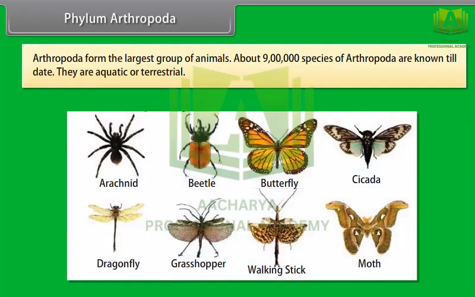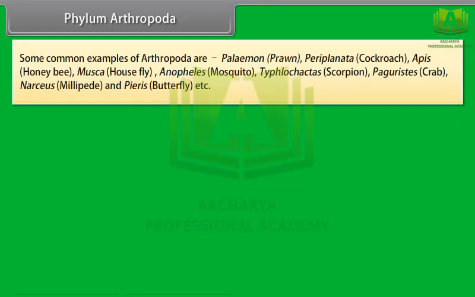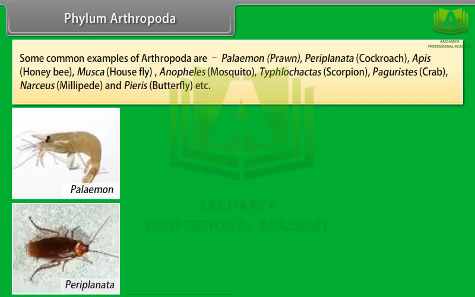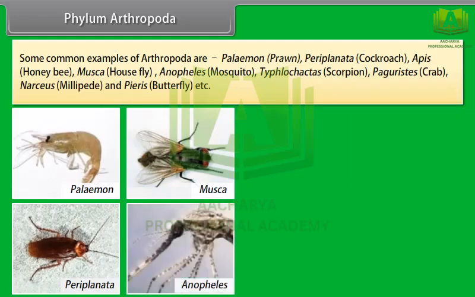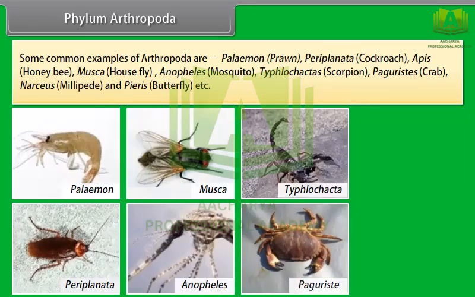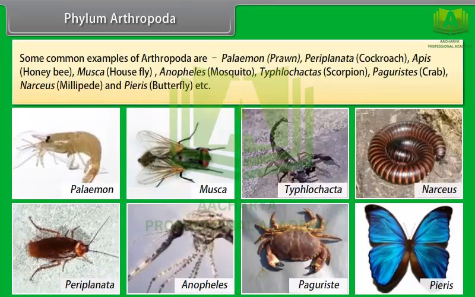Arthropoda form the largest group of animals, about 9 lakh species of arthropoda are known till date. They are aquatic or terrestrial. Some common examples of arthropoda are Palaemon, prawn, Periplaneta, cockroach, Apis, honeybee, Musca, housefly, Anopheles, mosquito, Buthus, scorpion, Paguristes, crab, Narceus, millipede, and Pieris, butterfly, etc.